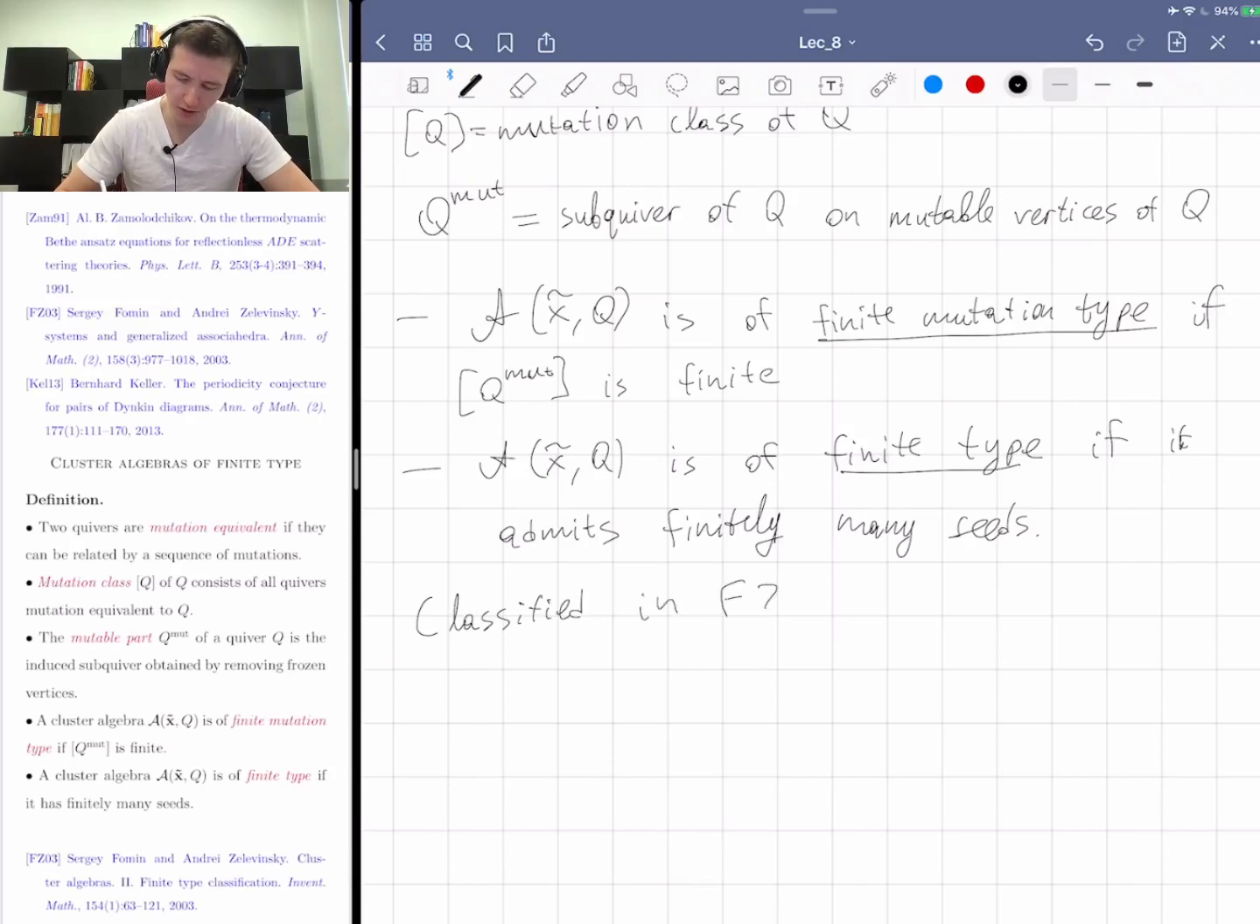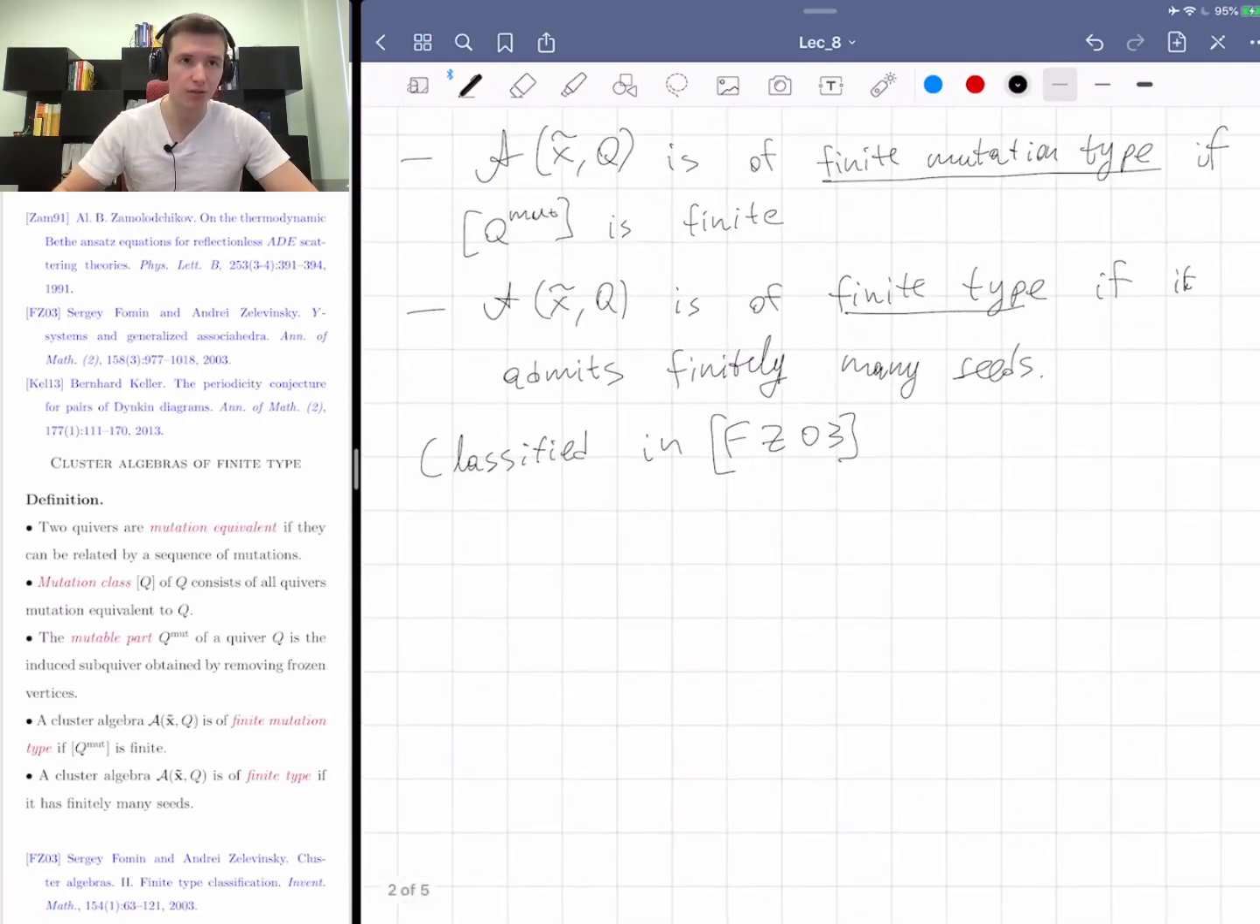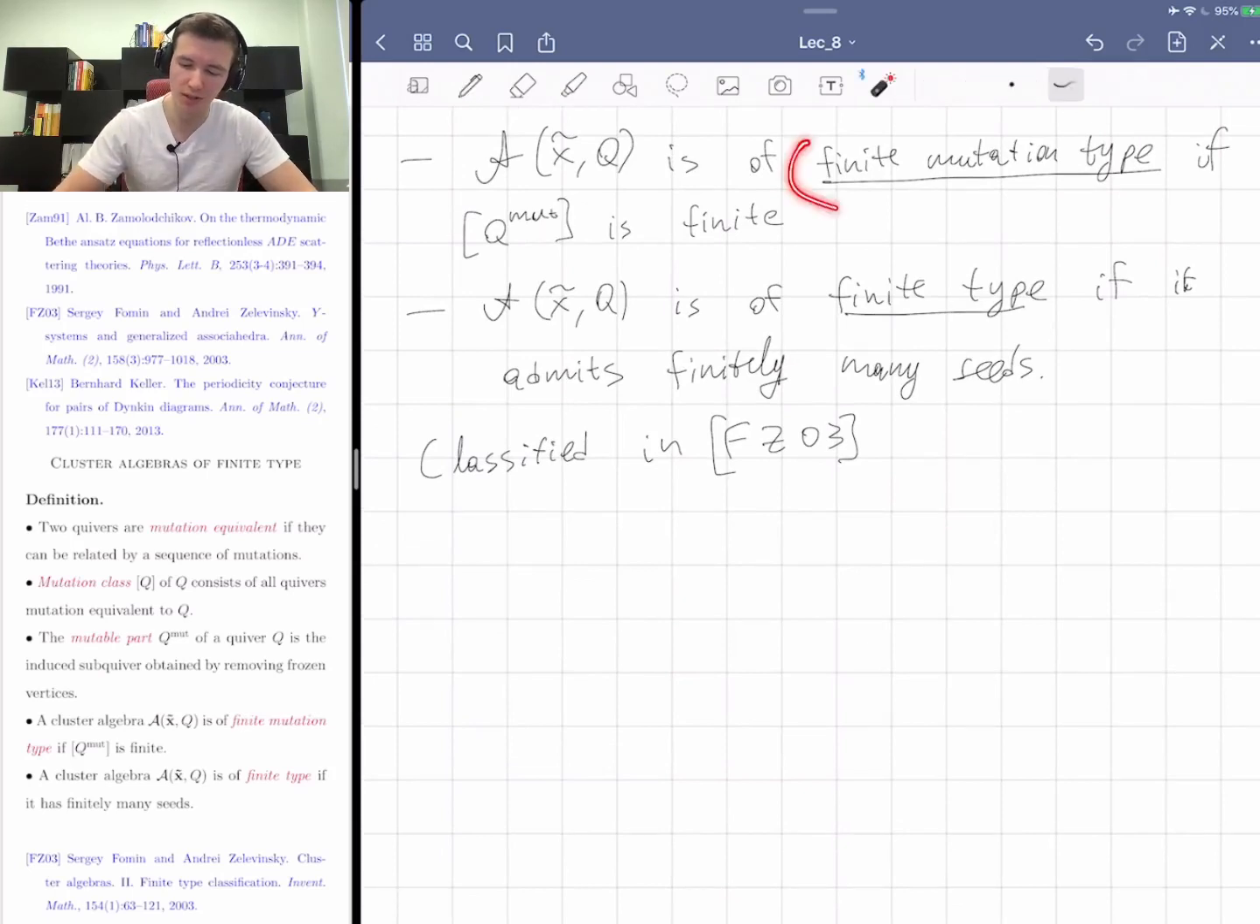By Fomin and Zelinsky in '03. And the classification is nice, and I'm going to explain it later. But now, the basic question is which are finite type and which are finite mutation type. These are also basically classified.